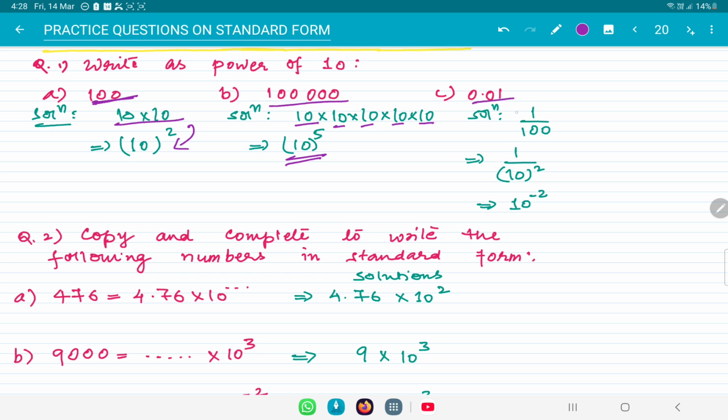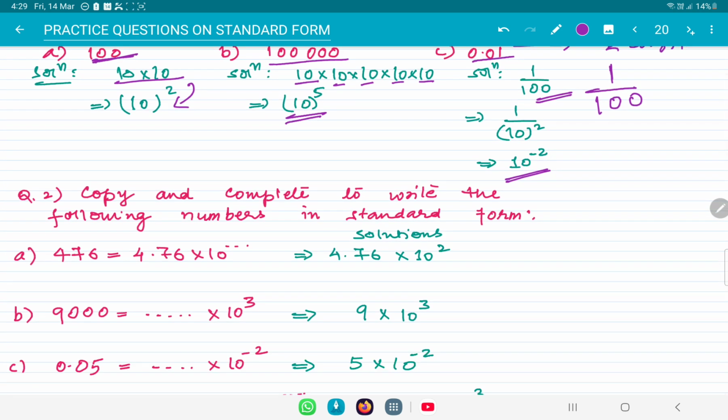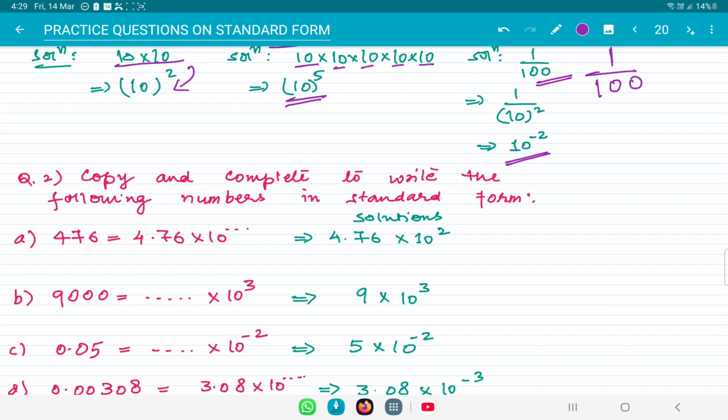If it is in decimal form, see here, part C, 0.01. So 0.01 can be written as 1 upon 100. How? Because as you know, after the decimal, how many digits? 2 digits. Since there are 2 digits after the decimal, after 1 in the denominator, 2 zeros will come. So this becomes 1 upon 100, or 1 upon 100 can be written as 1 upon (10) whole raised to the power 2. Then the power goes from positive to negative, so it will be 10 raised to the power minus 2. I have already explained that in a standard form or in scientific notation, your final answer can come in the form of a negative power of 10 also.